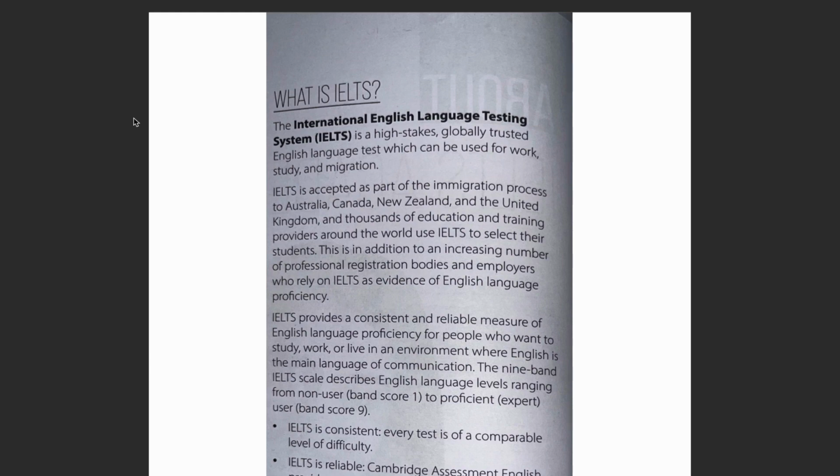So IELTS is basically an English language testing system, and in case you are going abroad for your education, then you need to give the IELTS Academic exam, and if you are going for immigration purposes or for work purposes, then you have to give the General test. In this video I would be focusing on the Academic version, so make sure that you are watching this video only if you are going to take the Academic version.